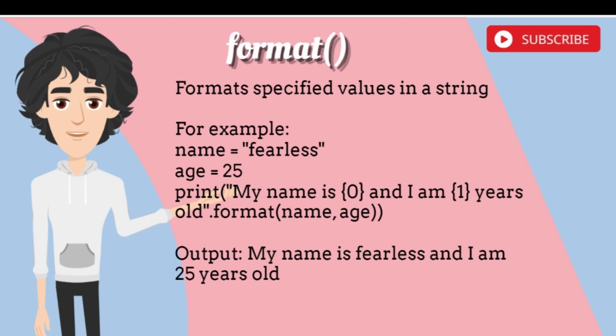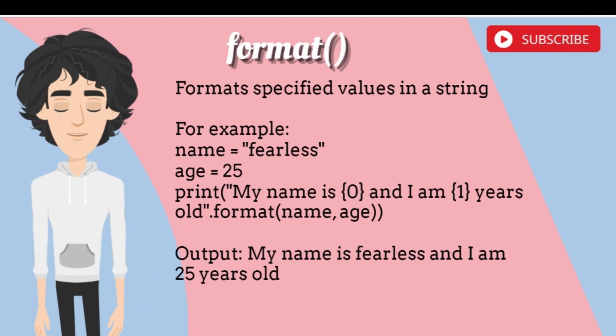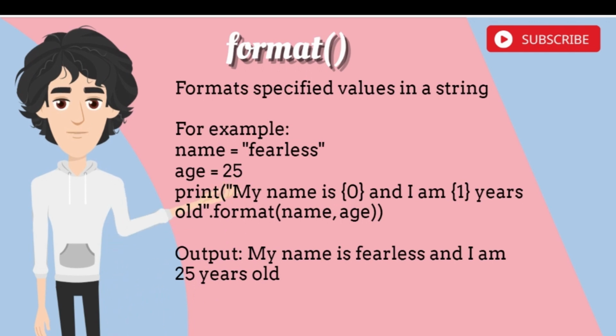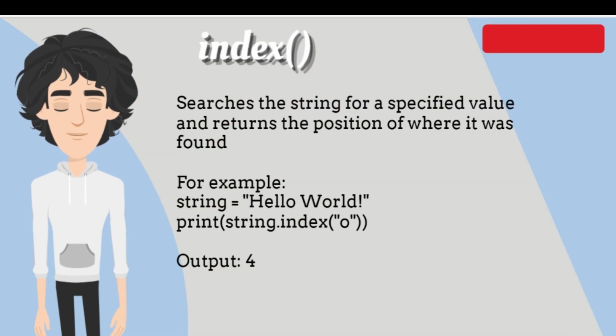Format. Formats specified values in a string. For example, name equals fearless. age equals 25. Print my name is {0}, and I am {1} years old. format name, age. Output, my name is fearless and I am 25 years old.